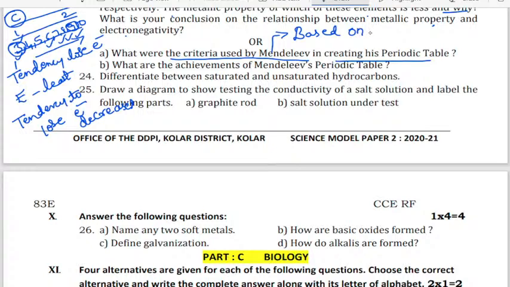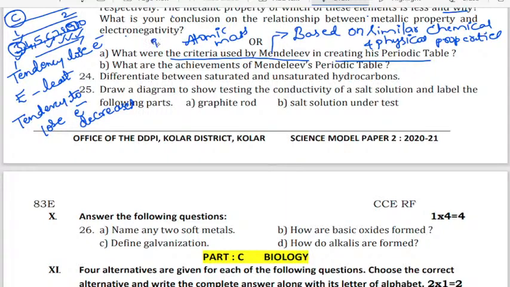Based on similar chemical and also physical properties. This is one point. And secondly, he arranged the elements based on the atomic mass, in increasing order of atomic mass. Based on the increasing order of atomic mass, the elements were arranged in Mendeleev's periodic table. Clear? Let's go for the next question.